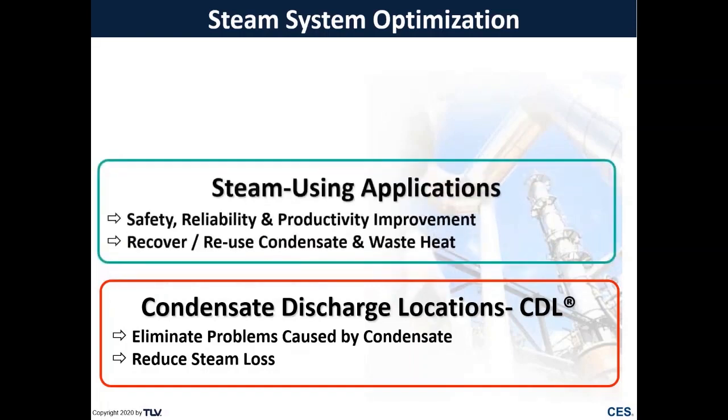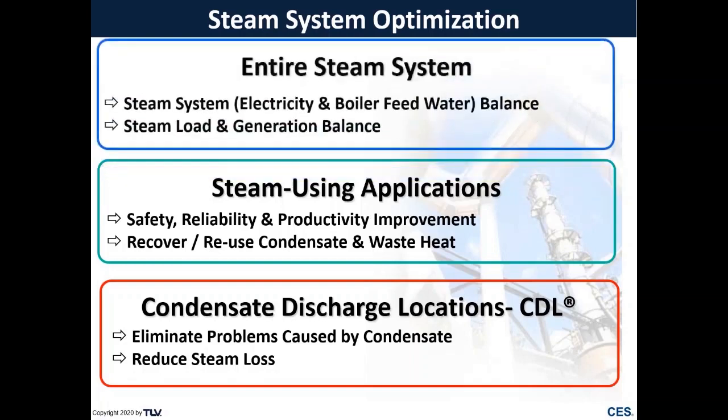Next step in optimizing our steam system is going to be optimizing our steam using applications, our heat exchangers, our turbines, our steam generation, whatever steam equipment we have, but looking at how we can optimize that from a safety, reliability, and productivity standpoint, as well as recovering and reusing any heat that we can. Final step to steam system optimization would be to optimize our entire steam system by looking at our steam system balance, as well as our condensate recovery and our boiler feed water balance.